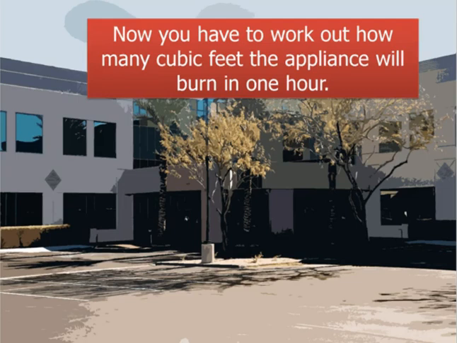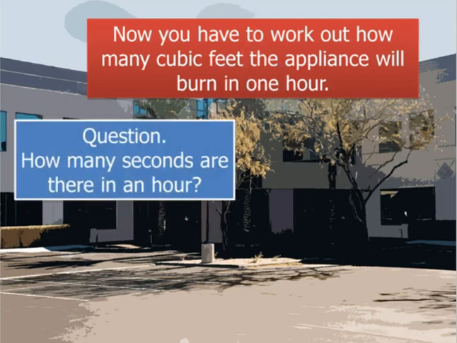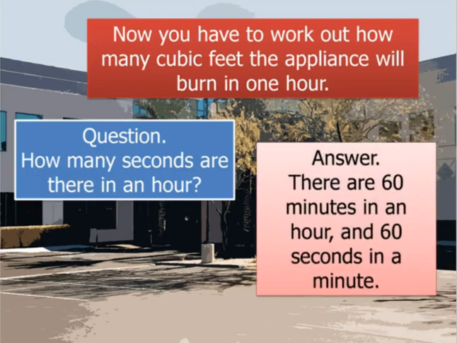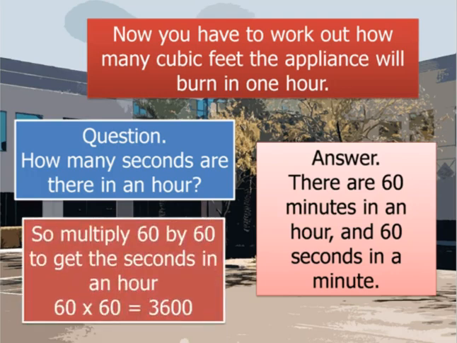Now we have to work out how many cubic feet the appliance will burn in an hour. Let's ask ourselves, first of all, how many seconds are there in an hour? Well, of course, there are 60 seconds in a minute and 60 minutes in an hour. So multiply 60 by 60 to get the seconds in an hour, and as you can see, it's 3,600.